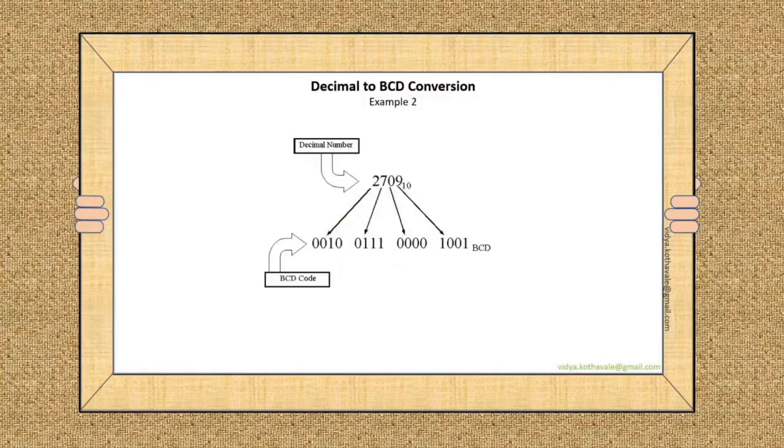In the second example, let's convert the decimal number 2709 into its BCD equivalent. Here too, each decimal digit is converted into its 8421 equivalent, and altogether all bits form the answer, that is the BCD equivalent of the decimal number 2709.